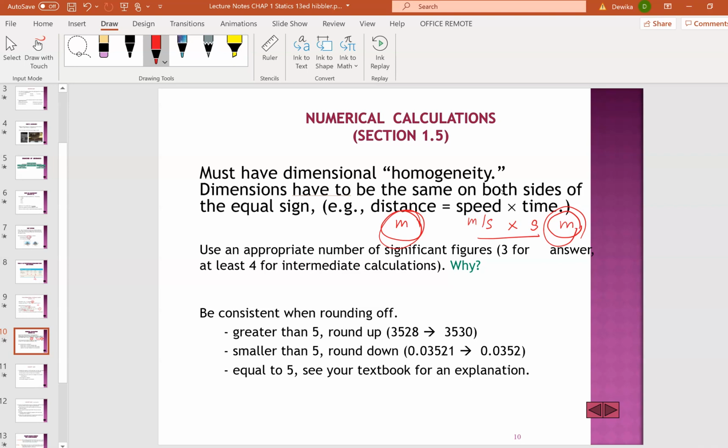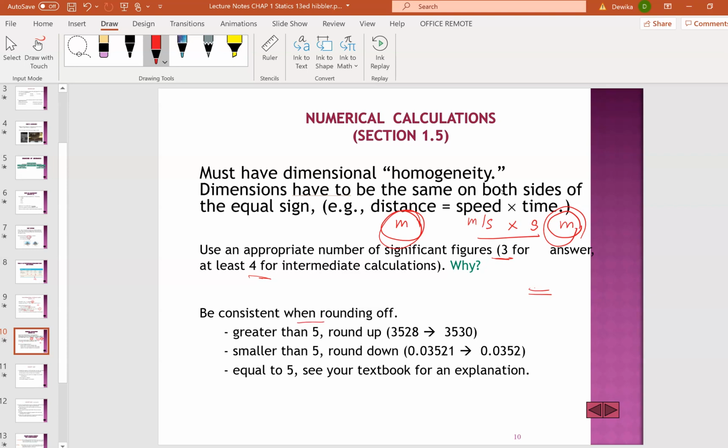Now, the appropriate number of significant figures would be 3 or 4. It depends on the calculations themselves. You go to the lower significant figure of the calculation itself, and based on that, your final answer should be at the lower significant figure. Now you also must be very consistent about rounding off.